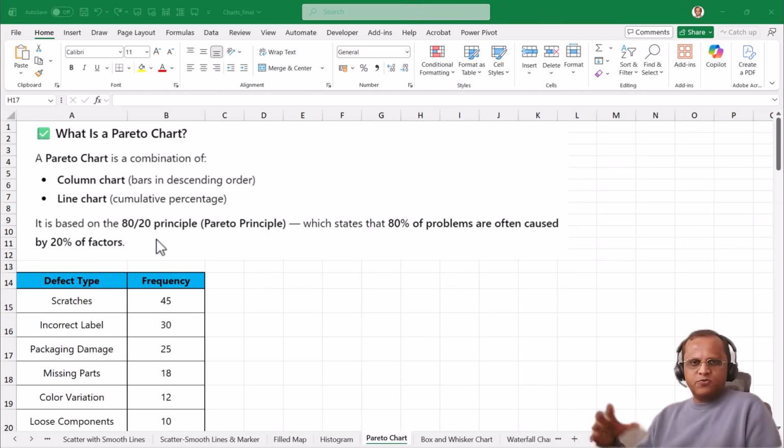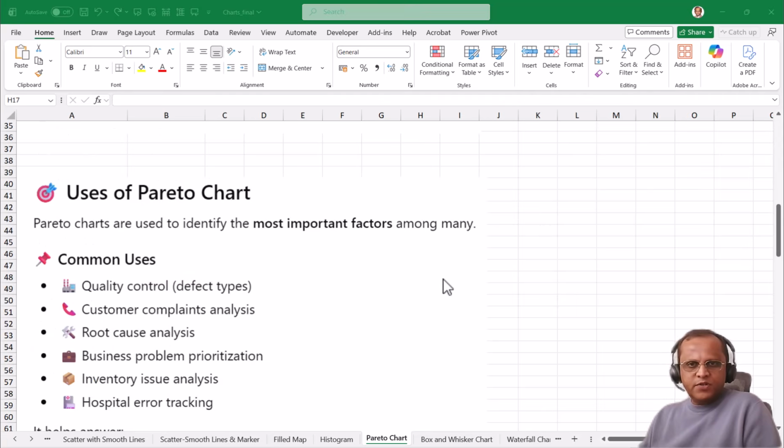So whenever we want to analyze the factors and see which factors are important and which are not, we try to go with the Pareto chart. And if we see that 80% of the problems are caused by 20% of the various factors, then we focus on those 20% of the factors so that we are able to remove those 80% of the issues.